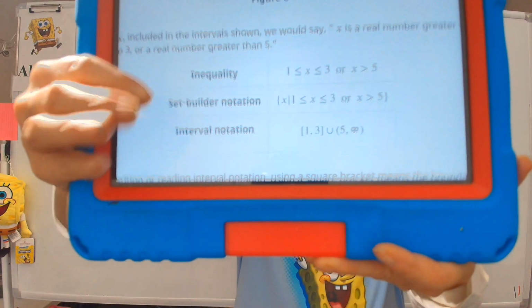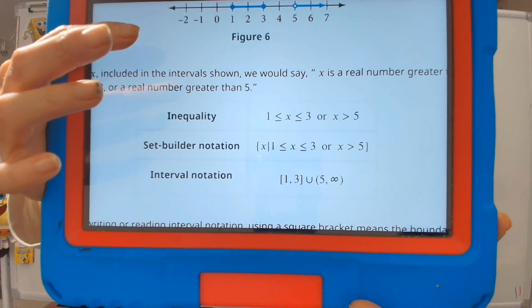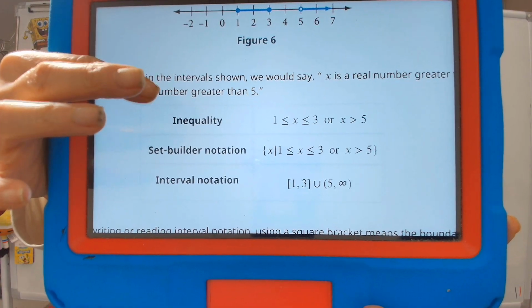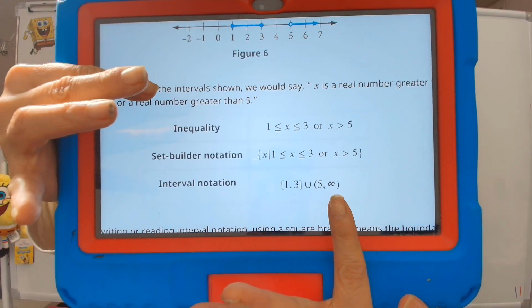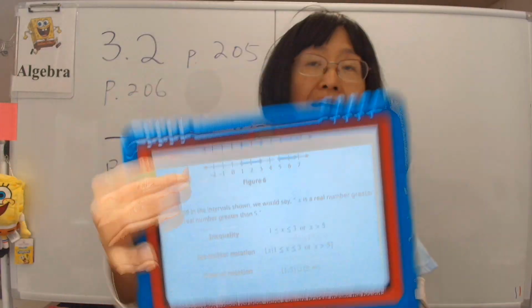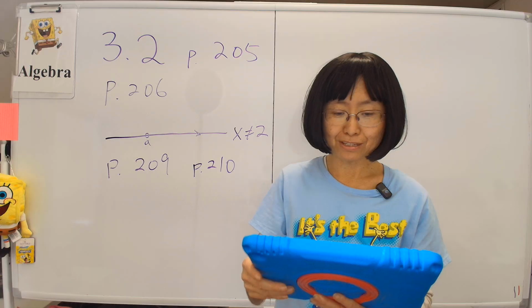And finally, the interval notation, of course, it says bracket 1 to 3, means including both ends, and then the union, okay, that's the U-shaped thing, and then the other one says parentheses 5 to infinity, close parentheses. That means 5 is not included, but everything beyond that is.